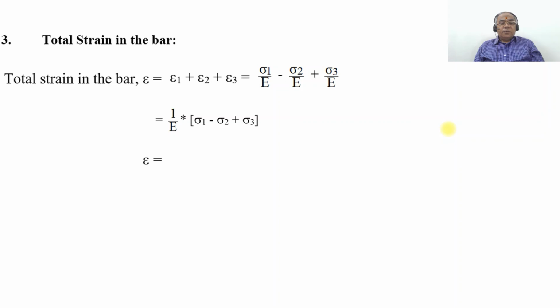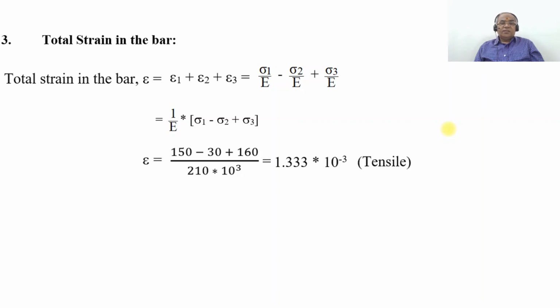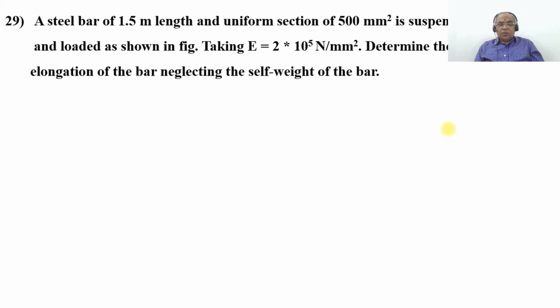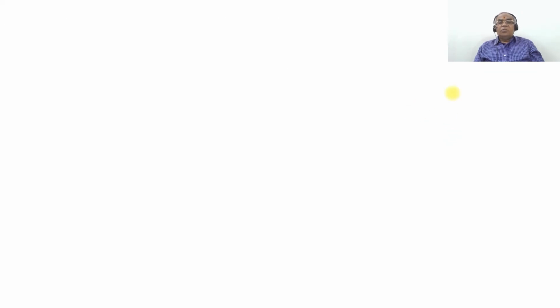So epsilon will be equal to, what is sigma 1? 150 minus 30 plus 160. You substitute those values of stresses divided by 210 into 10 to the power of 3, because Young's modulus is in the denominator. On simplification, you are going to get the total strain in the bar, epsilon, equal to 1.333 into 10 to the power of minus 3, which is tensile strain. So this is how you will be able to solve this problem.